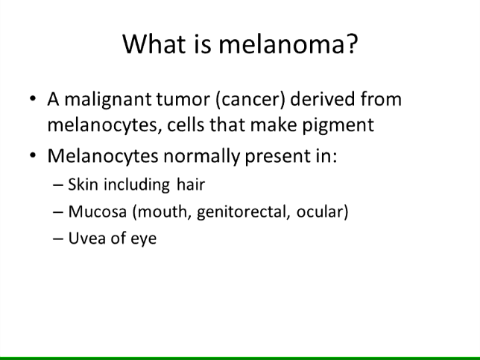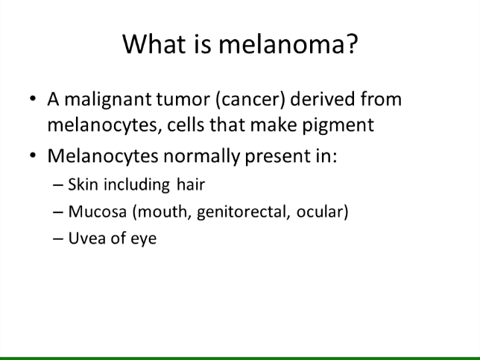So first, what is melanoma? Well, at the very most basic level, it's a malignant tumor, and you can read cancer there, that's derived from melanocytes. And those are the cells that produce pigment in the skin. And interestingly, they're also present in several other areas. They make the pigment in your hair, on your entire body surface area, including your scalp.